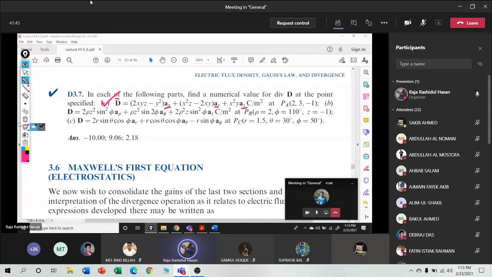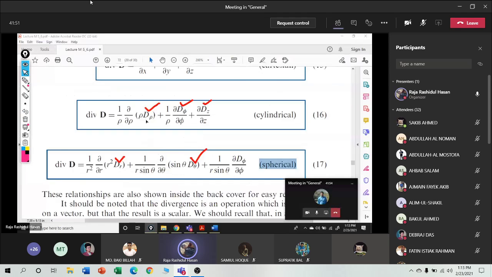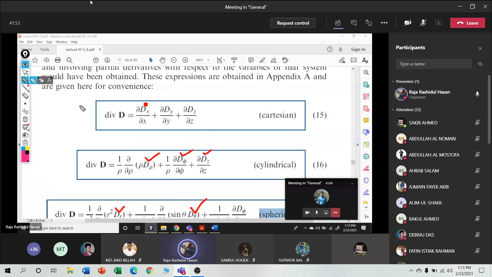তাহলে since this is a rectangular, তাহলে our equation will be what? Our equation will be first one. This one is the divergence equation, right? del dx by del x, del dy by del y plus del dz by del z. So please write down this equation.